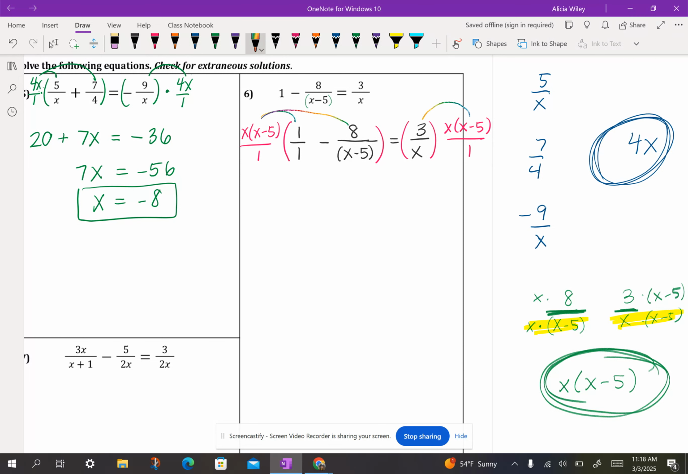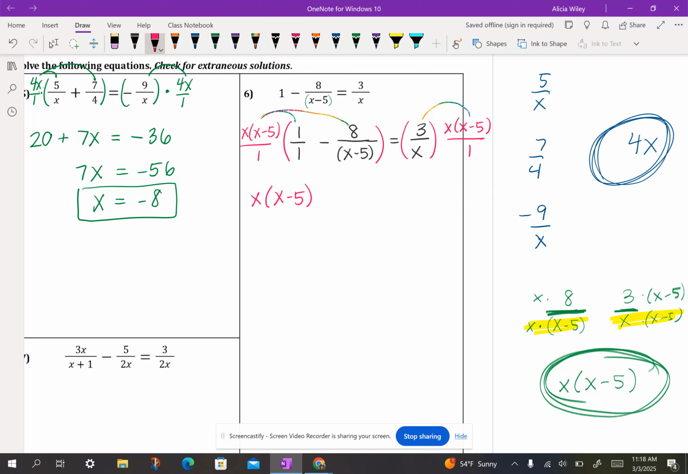As we multiply, we ask ourselves, if I multiply this first one, will anything cancel? The answer is no, because there's just a 1 here. So none of this is going to cancel. So you're left with x times x minus 5 times 1, which is just x times x minus 5. And I'm going to just leave it like that for now. I'll deal with the distributing after I've done all of my multiplying up here.